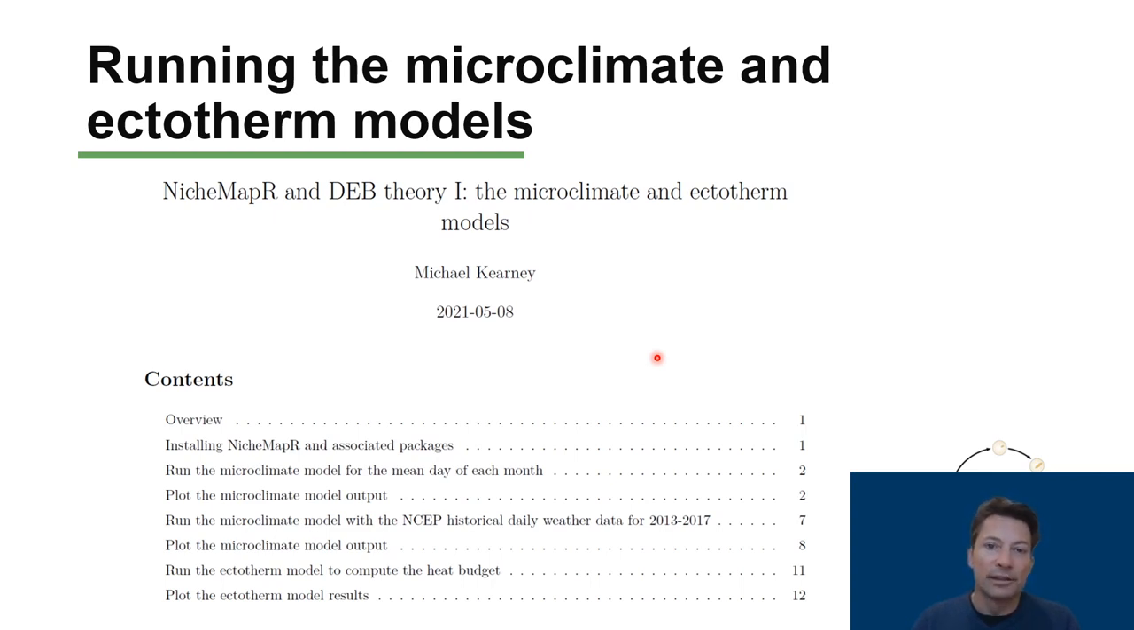Part one is looking at the microclimate and ectotherm models on their own. So this has instructions for installing NicheMapR. Then it shows you how to run the microclimate model using that global data set and make some plots. Then it shows you how to run the microclimate model with the historical data set. And then it shows you a calculation of the heat budget, how to run the heat budget model with the ectotherm model, but with the DEB model turned off.